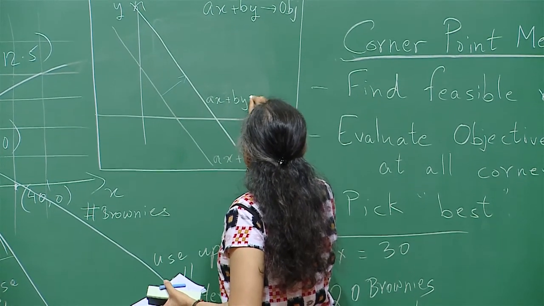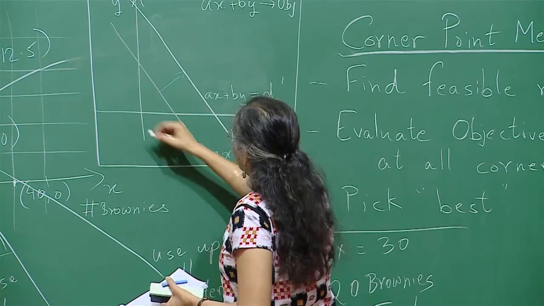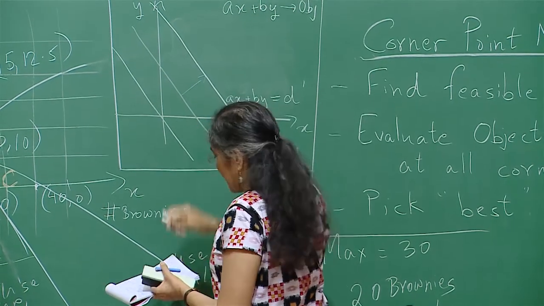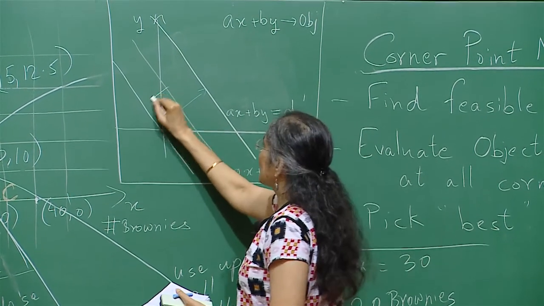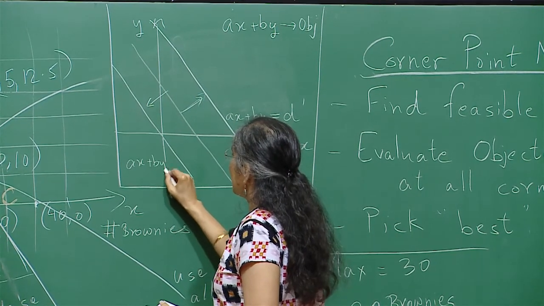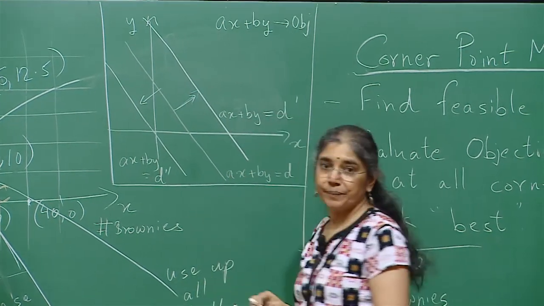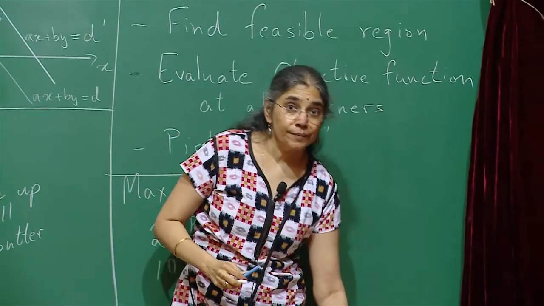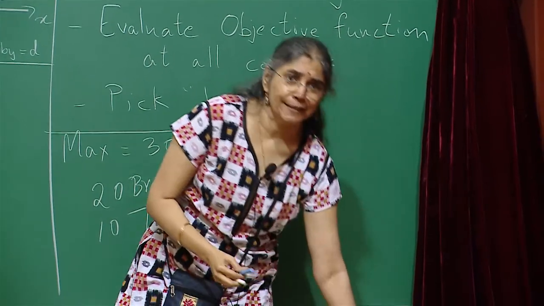So, maybe here I have ax plus by equals d prime, and if I move in, the blue is not really visible, so let us stick to white. Here I get ax plus by equals d double prime. So, you are drawing isoprofit lines? Well, I am just drawing parallel lines.